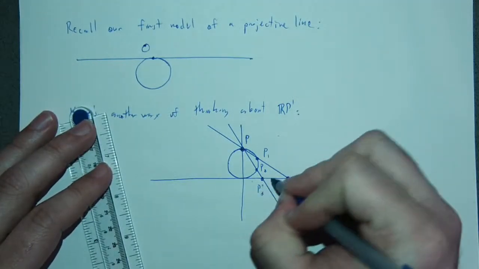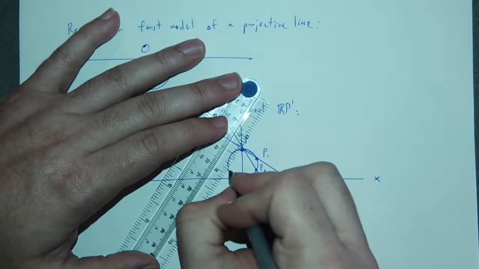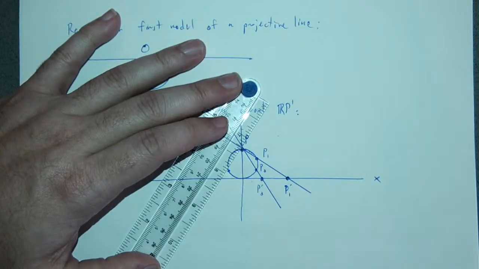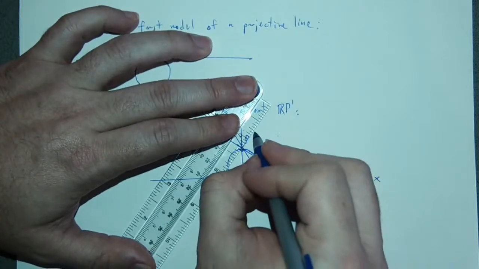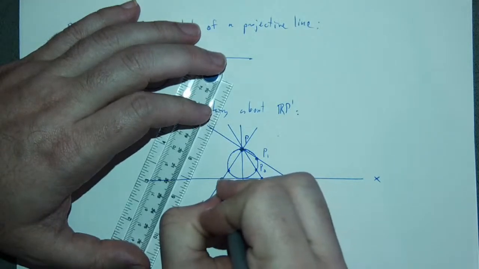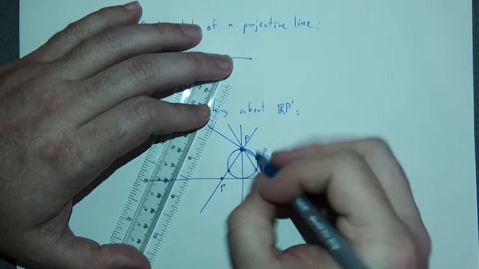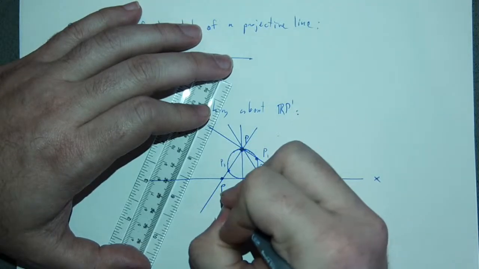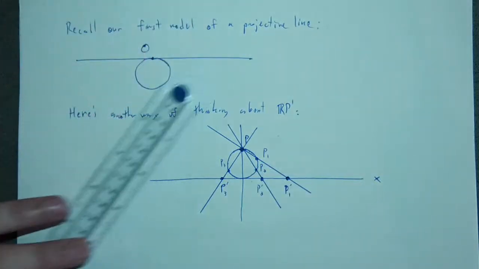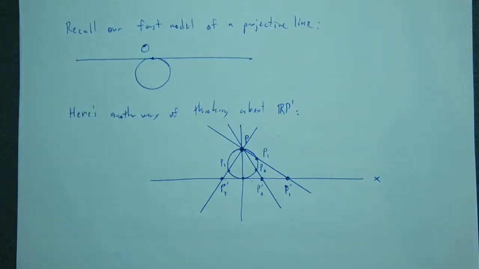P sub 2 prime. Okay. What about points over here? Here's a point. It's associated here with, if this is called P sub 3, we'll call this P sub 3 prime. And in this way, in fact, even this point here is just exactly equal to a point that's already on the x-axis.